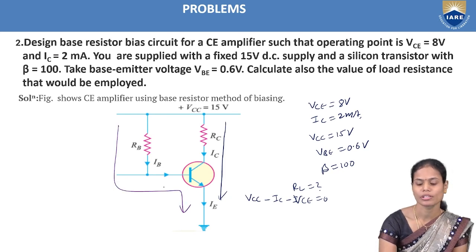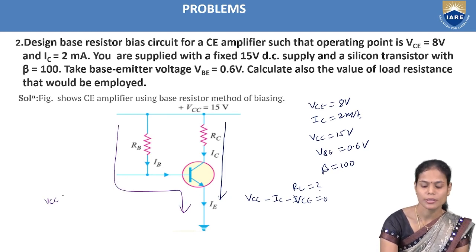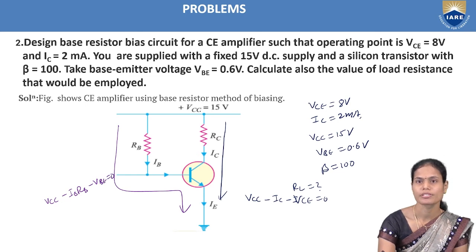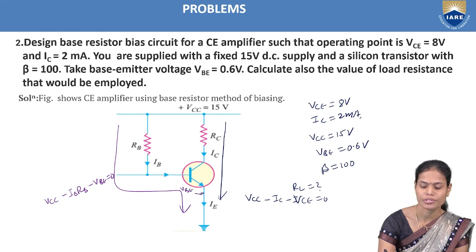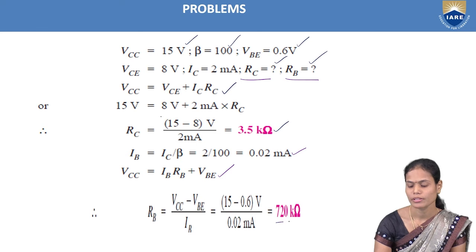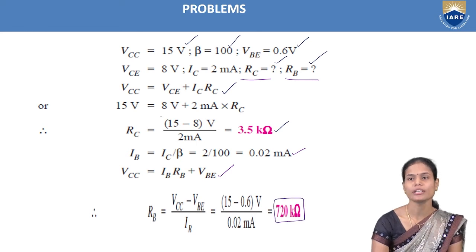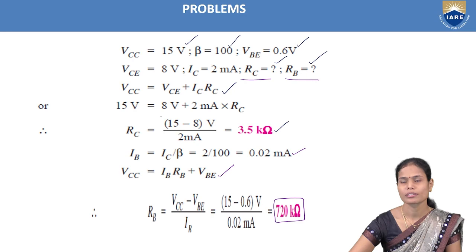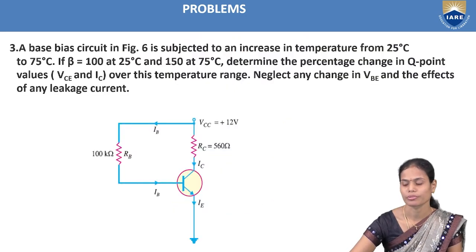We got this equation from the input side. If you apply KVL to the input side, we will get VCC minus IB into RB minus VBE equal to 0. The supply voltage drops across the base resistance and this input voltage. So from that, RB equal to 15 minus 0.6 divided by 0.02 milliamperes. That we are getting here as 720 kiloohms. So these two are the required resistances of the given circuit.